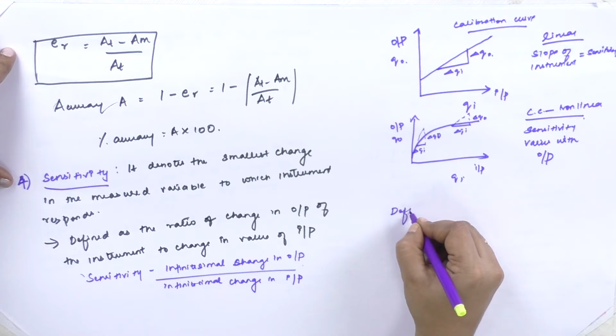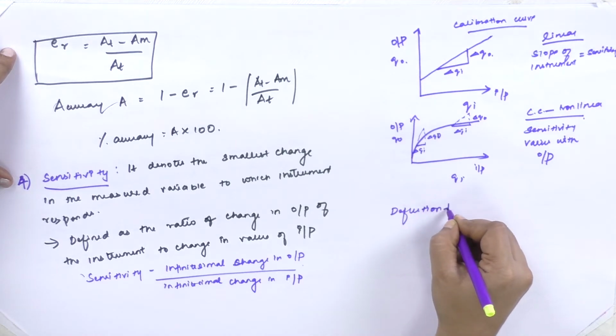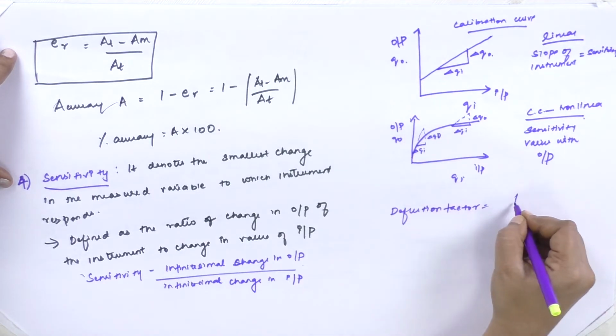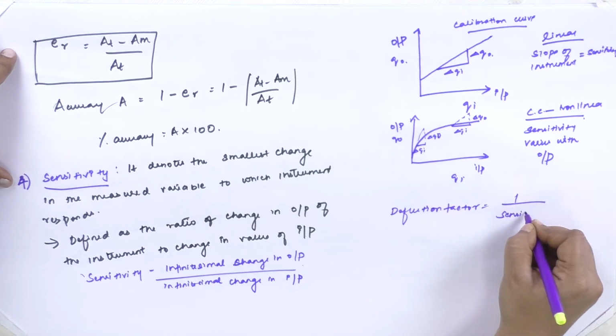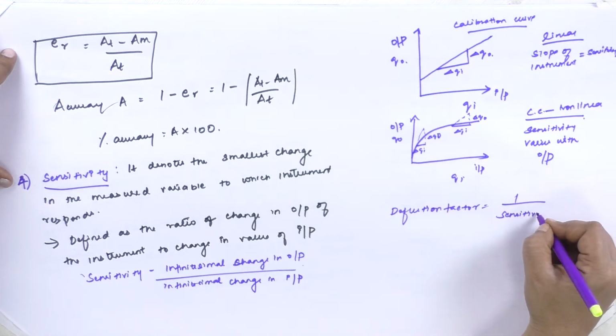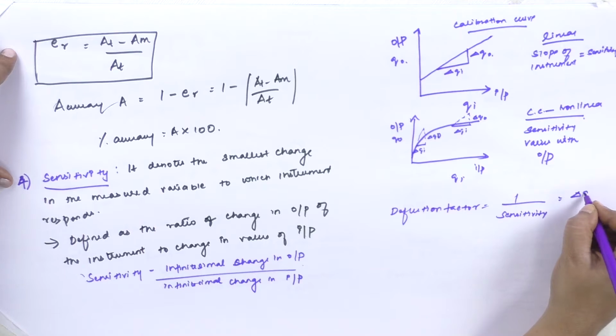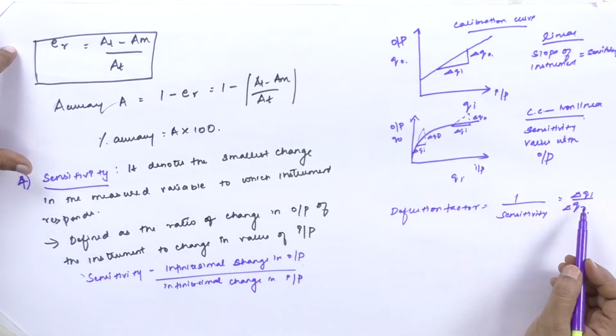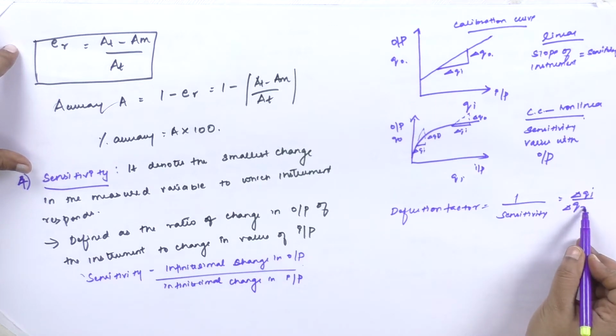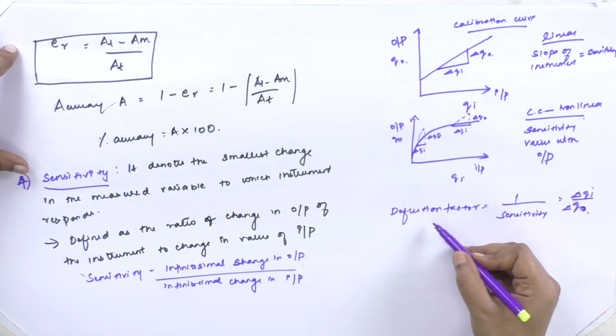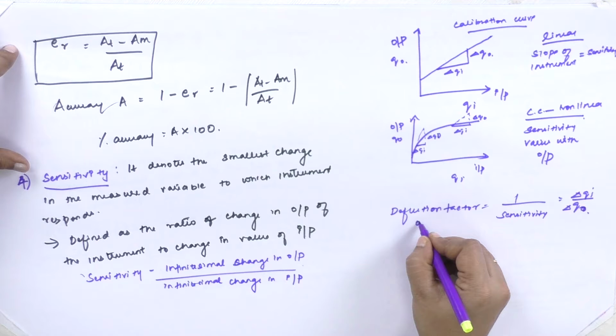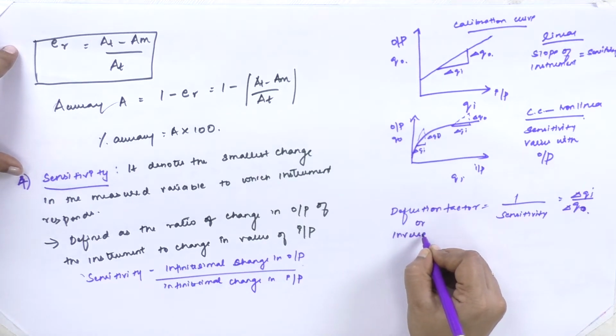Now, let us define what is deflection factor. Deflection factor is nothing but the inverse of sensitivity, which is del Qi divided by del Qo. That is, the infinitesimal change in input to infinitesimal change in output is called the deflection factor or inverse sensitivity.